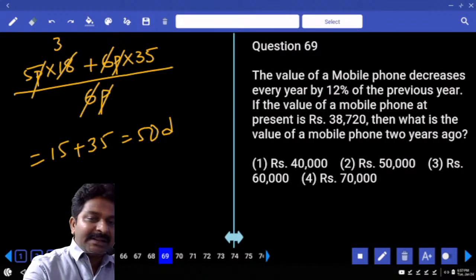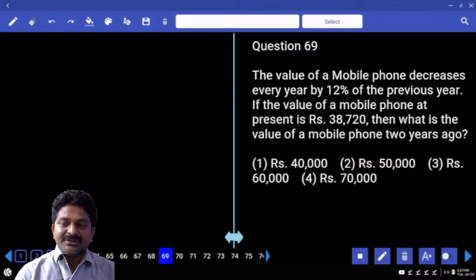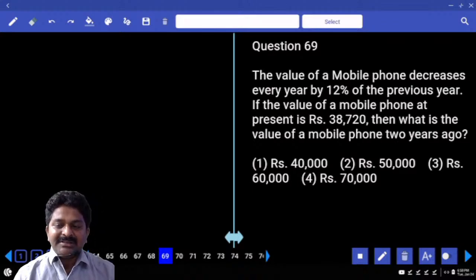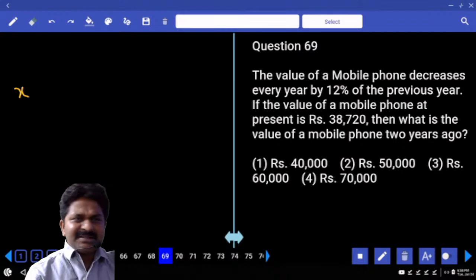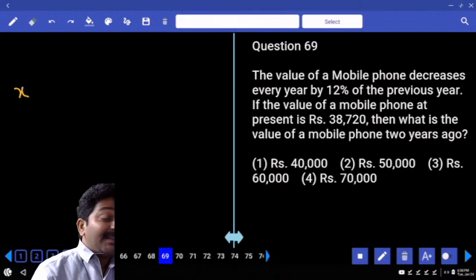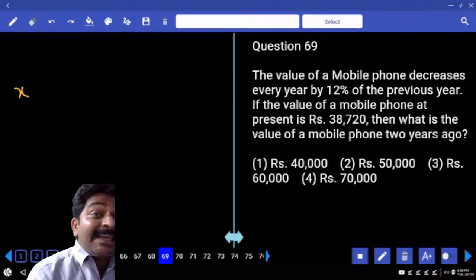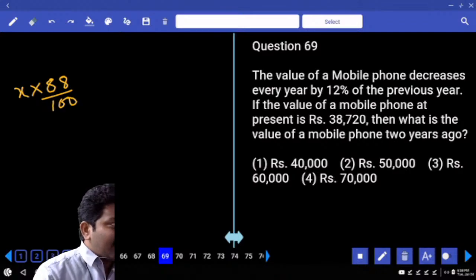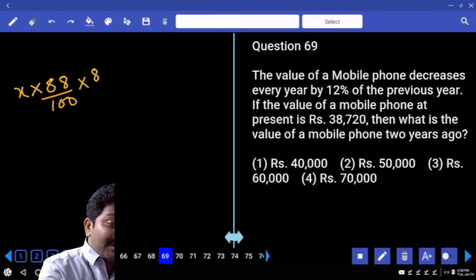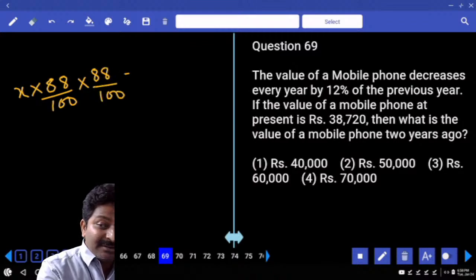The value of a mobile phone decreases every year by 12% of the previous year. If the value of the mobile phone at present is 38,720, then what is the value of the mobile phone 2 years ago? 2 years ago, let it be X rupees. Every year it increases or decreases? Decreases by 12%, then becomes 88%. So 2 years back it was X. A year back it becomes 88%. Then to get present, again it decreases by 12% and becomes 88%, which is equal to 38,720. If you solve it, you will get X value.